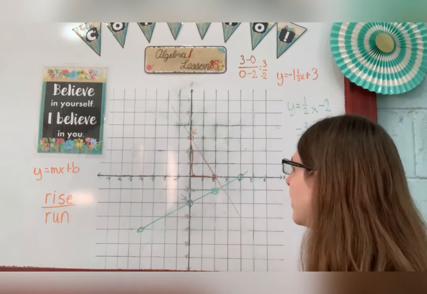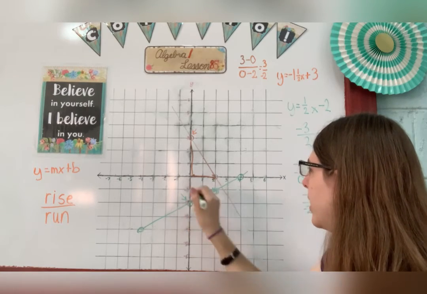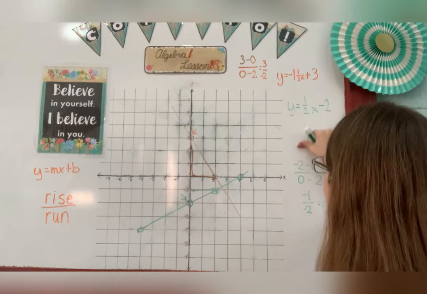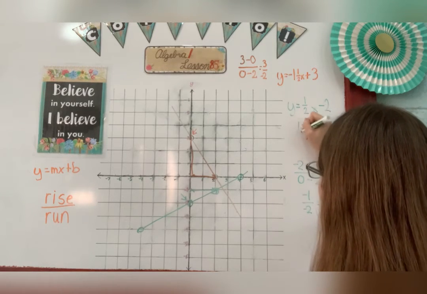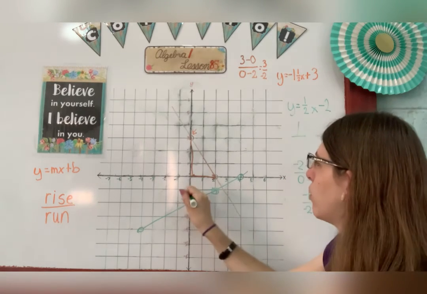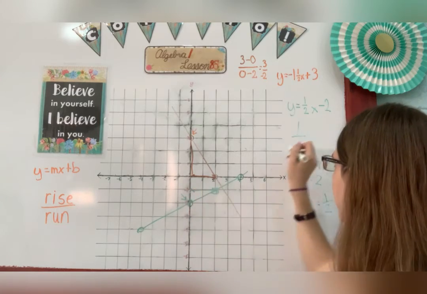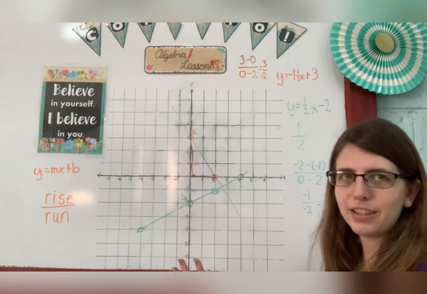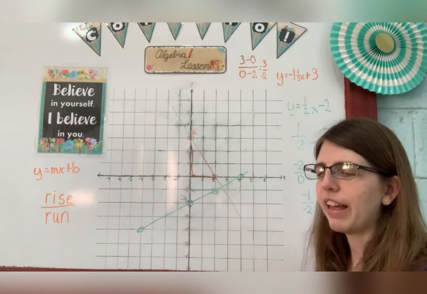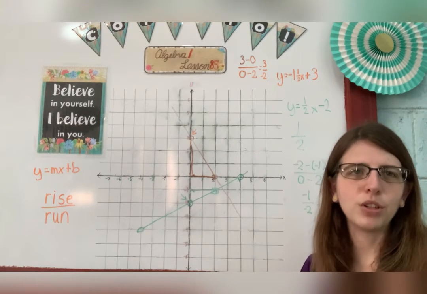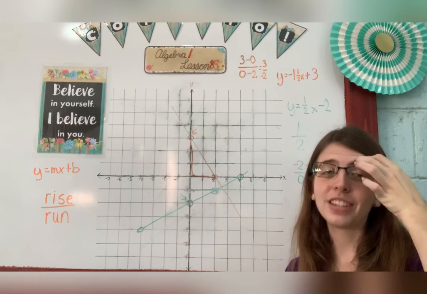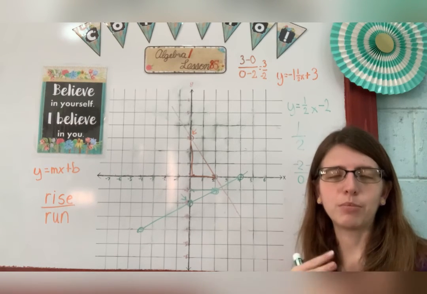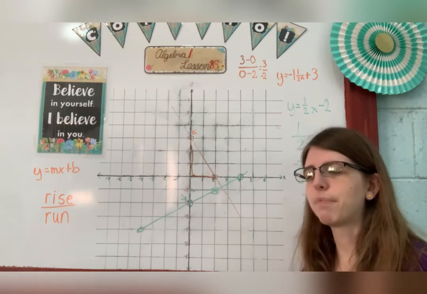Okay, let's look at this one. Here I go up 1, so that's a positive 1. Then I go to the right 2, so that's a positive 2. So it's the same slope. If you feel like, I don't want to do that, that's okay, you don't need to. But it's a little bit faster way of doing it than subtracting to find your rise over run.